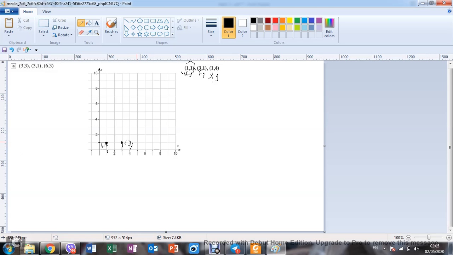Three and 1. This 1 and 1. This 3 and 1. So the last one is 1 and 4. Look, 1 is on x, this one, and 4 is y. Look, I draw a line, sorry.